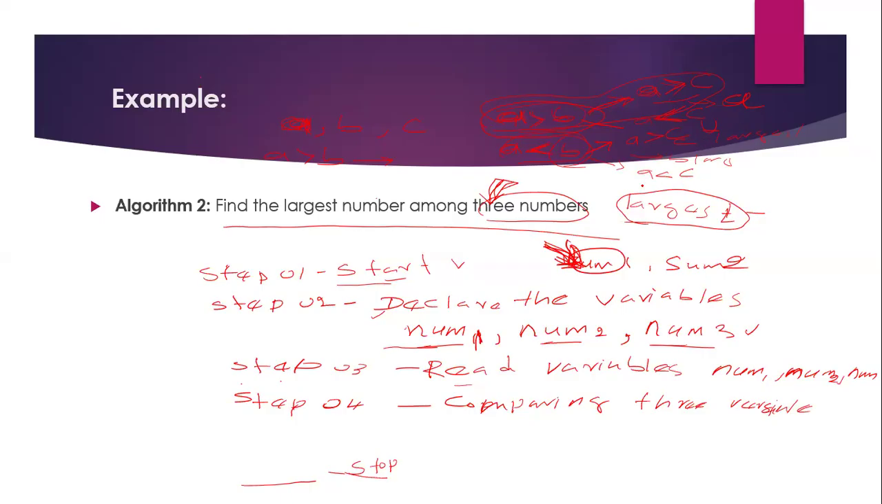So let's try. What should be the step by now? I have to write. The step 4 should be comparing these numbers. Now I am going to mention how we are going to compare in this.